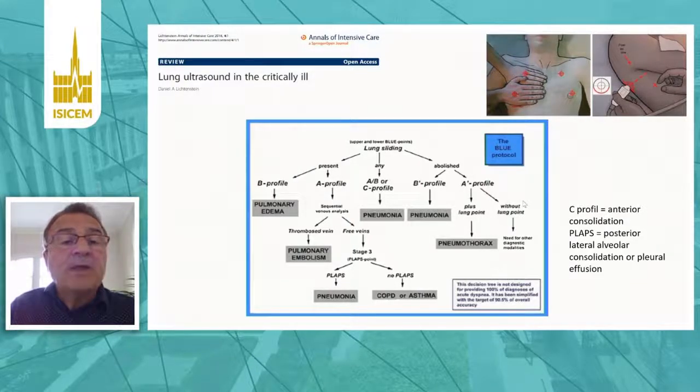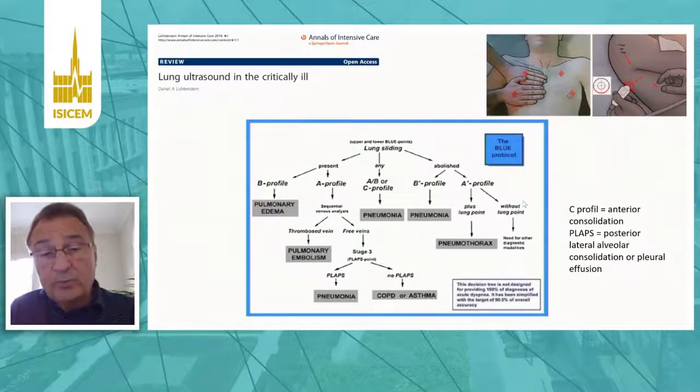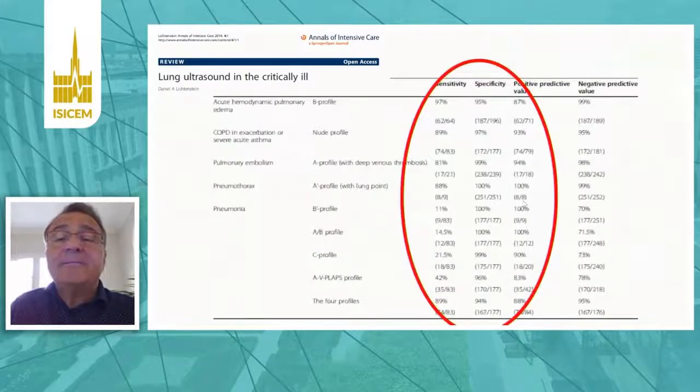For example, when he found a B profile, it corresponds to a pulmonary edema. If he found abolished lung sliding with a B profile, it corresponds to a pneumonia. And he really got a good accuracy, a good specificity, and good sensitivity using this Blue Protocol. You see that the specificity was very high, between 90 and up to 100%, and the sensitivity was a little bit lower, but as well very high.